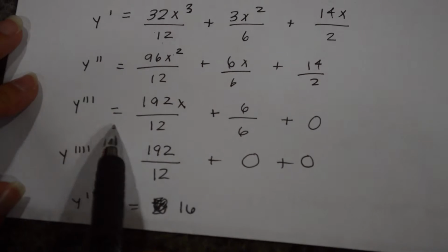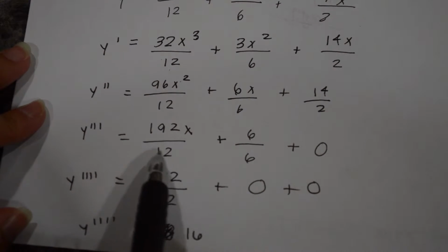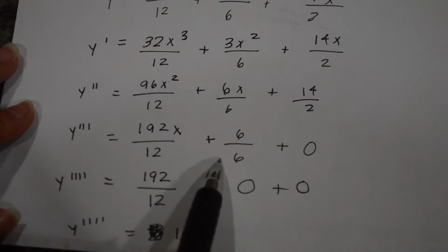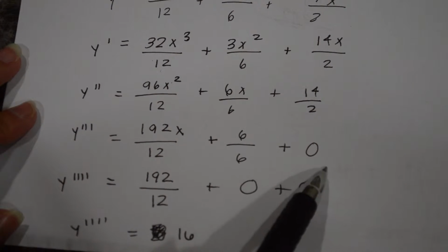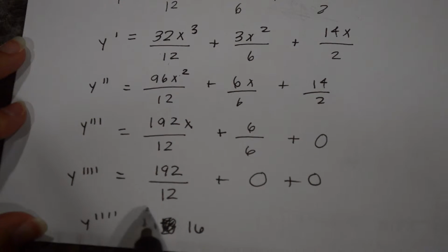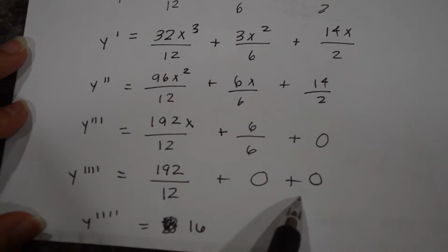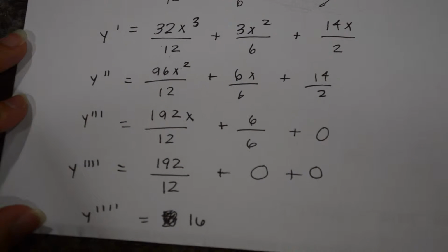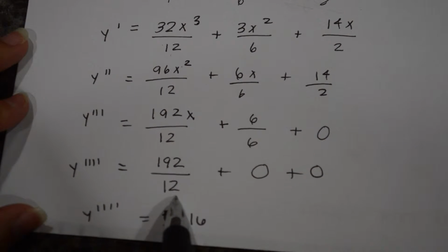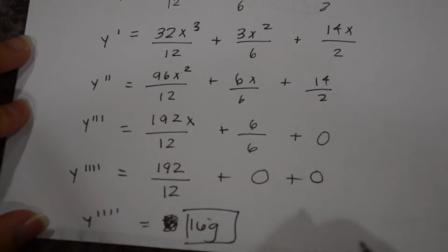Now next, the third derivative, which is 192x over 12 plus 6 over 6 plus 0, since 14 over 2 is a constant. And the fourth derivative would be 192 over 12 plus 0 and plus 0, since they were both constants. And 192 divided by 12 would be 16. So we have 16 grams of sugar inside the brownies.